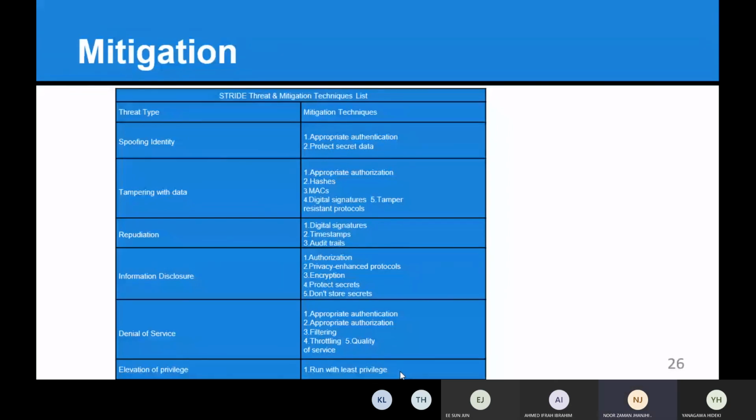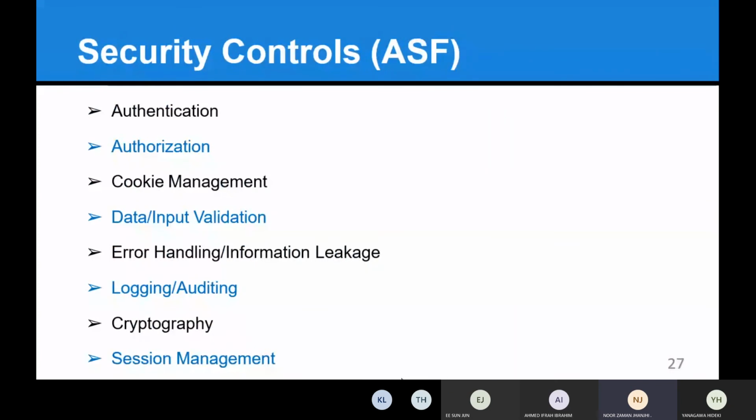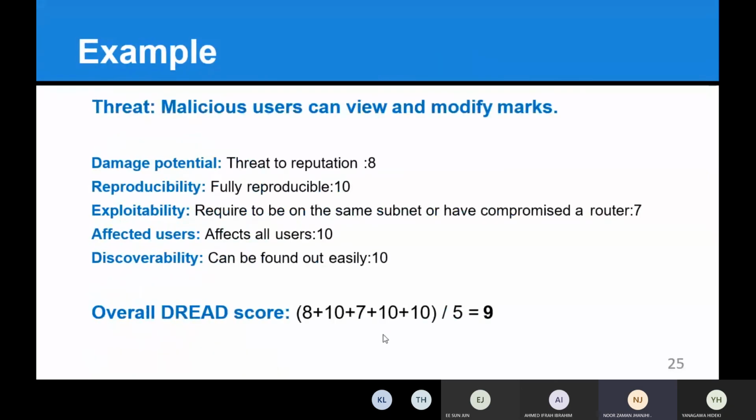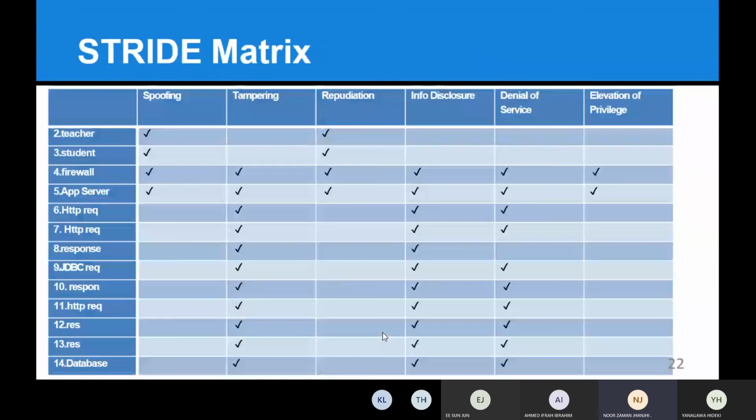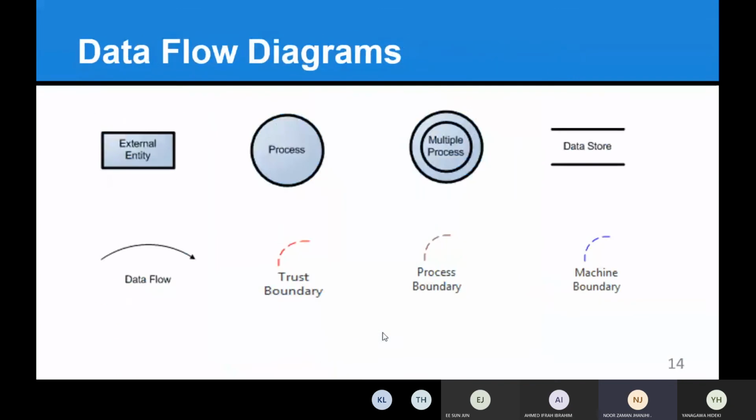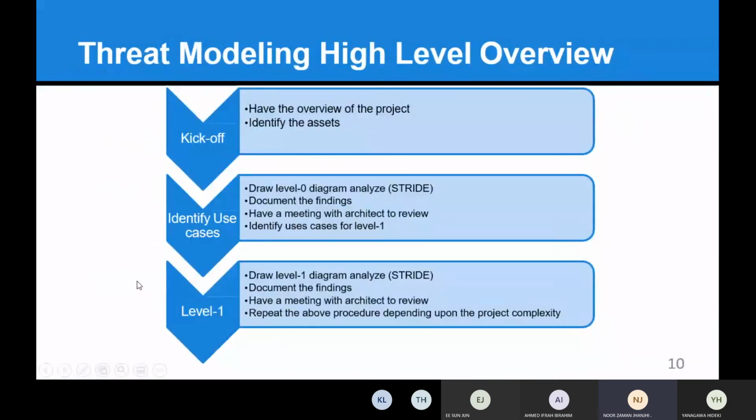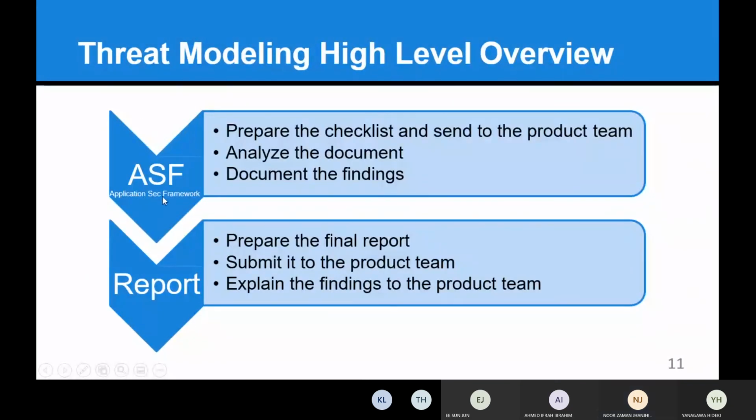So this is how we are supposed to discuss that. Now, you remember we said the security controls. So you remember what the security control ASF is? I'm just taking you back to what we discussed last time. Here is the ASF. This is the application security framework.